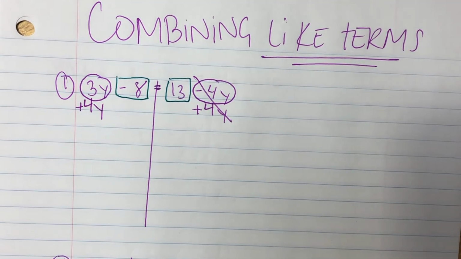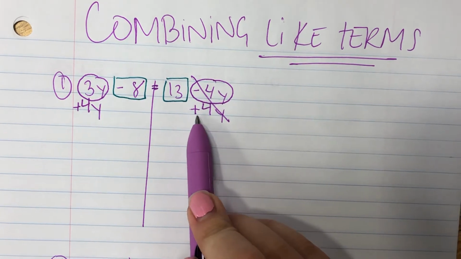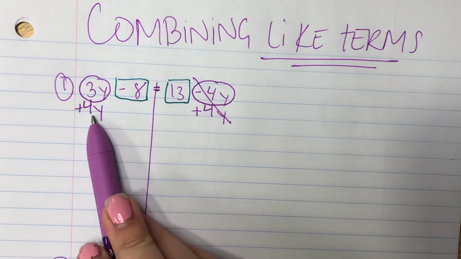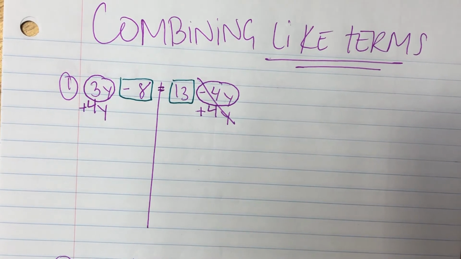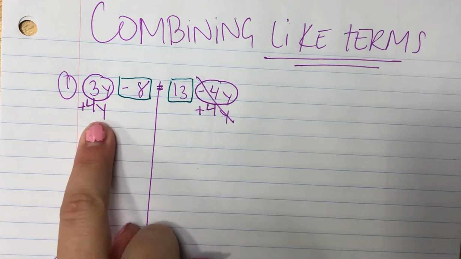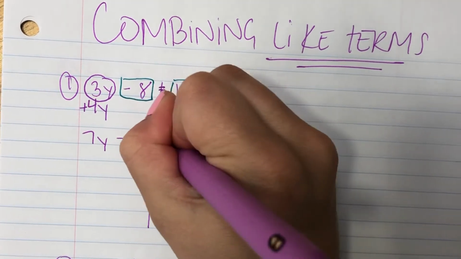The reason I chose the negative 4y to move first is because I'm working now with positive numbers. I'm kind of eliminating my negatives. It's not that it's a bad thing. It's not that you have to do it this way. It just is a little bit easier to work with. 3y plus 4y is 7y, and then I have that minus 8 equals 13.